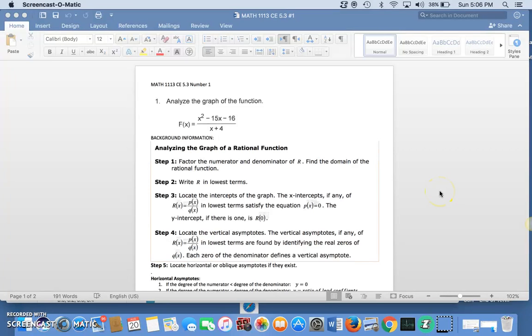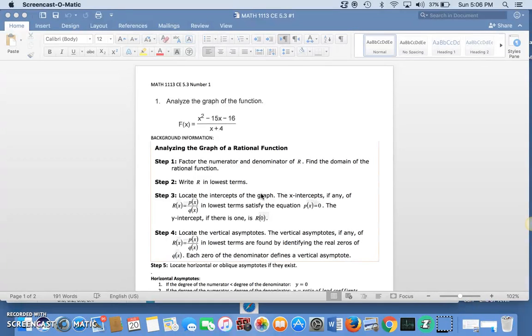Okay, in section 5.3, we're going to go a little bit deeper in the analysis of rational functions. Here are some steps for you to do. You need to factor the numerator and the denominator. You need to reduce it to its lowest terms, and you locate any intercepts of the graph. You're actually graphing it, the x-intercepts, y-intercepts.